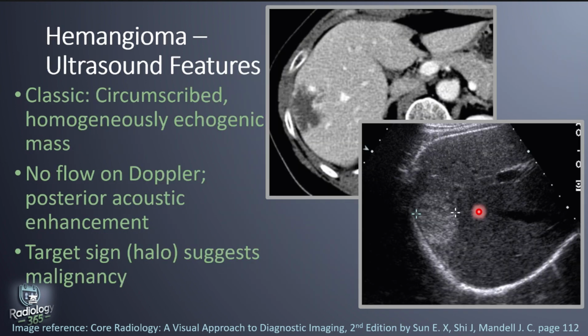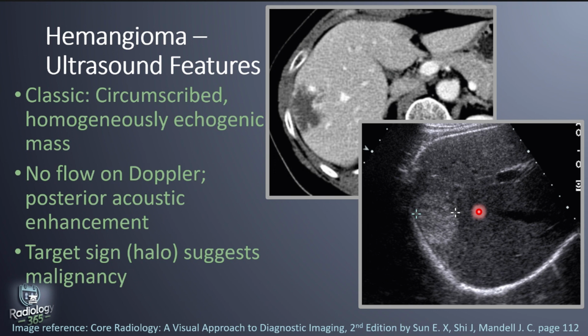The hemangioma appears hyperintense on the T2 weighted image that's here. The classic ultrasound appearance is a circumscribed homogeneously echogenic mass with no flow on color Doppler. Interestingly, no flow will be seen on color Doppler, even though it's blood vessels that are wrapped up in there. I'm guessing it's because the flow within them is very slow. It can't be registered by the ultrasound machine, so it appears to have no flow.